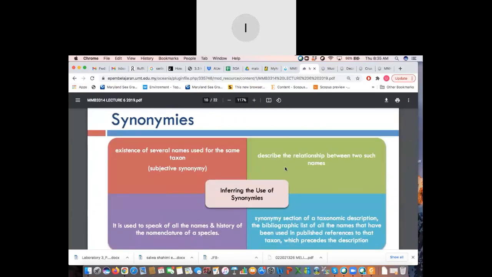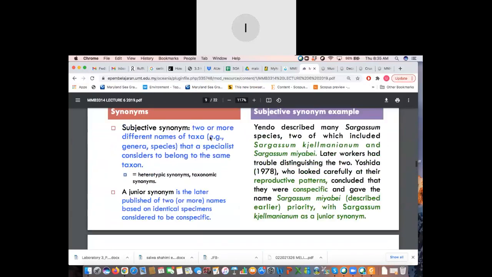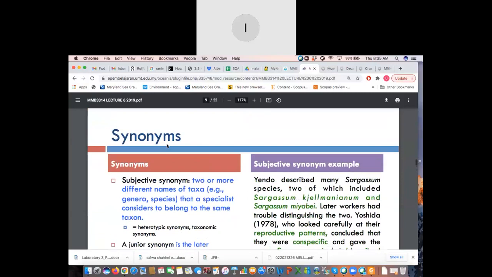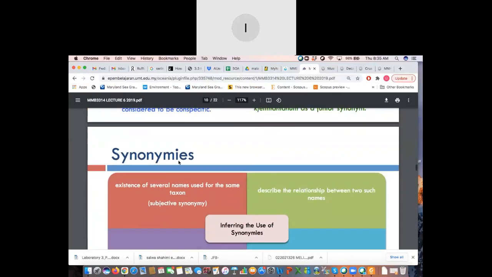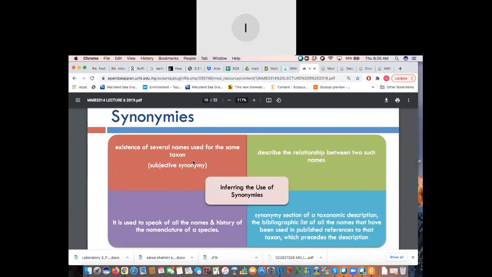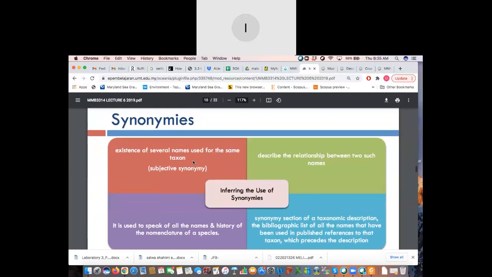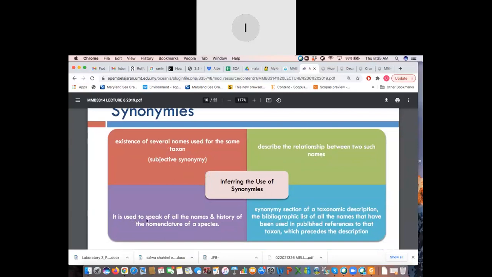Alright, synonyms. Then you have synonyms, a bit of a tongue twister there. So what are synonyms? It's the existence of several names used for the same taxon. It's subjective synonym, and it's used to speak of all the names and the history of the nomenclature of a species.